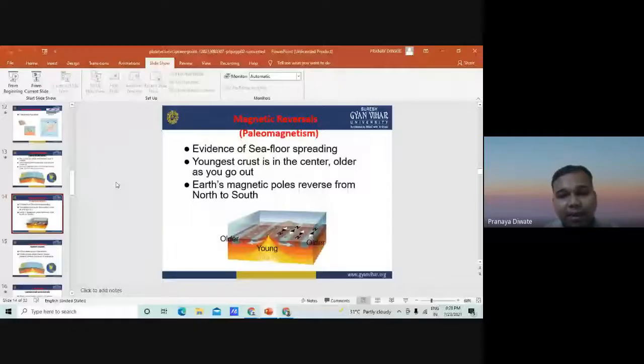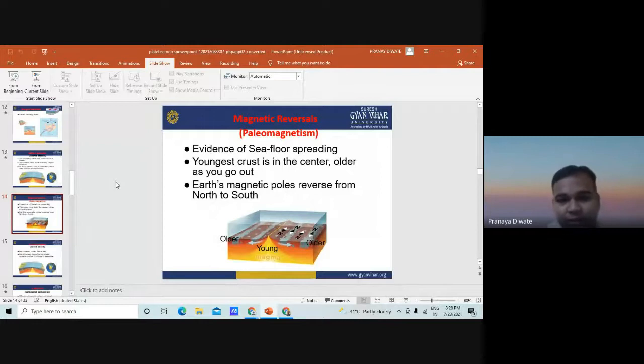Then you have magnetic reversal. The evidence of seafloor spreading is that you can have reversed and normal magnetism. The youngest crust is in the center, and it gets older as you go out. Earth's magnetic poles reverse from north to south.